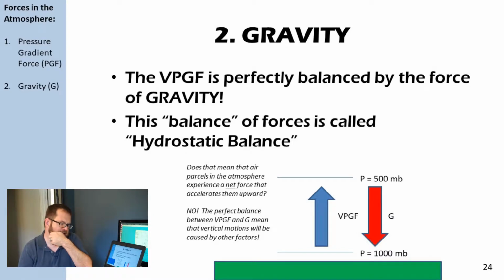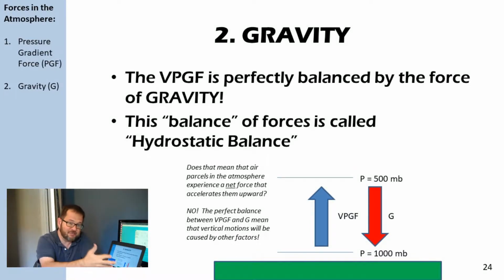Now, does that mean that air parcels in the atmosphere can't go up or down because they're in hydrostatic balance? No. It just means that if there is a reason why they go up or down, it isn't because, oh, these air parcels are sinking because gravity is stronger here, or rising because gravity is weaker here. Rising and sinking motions will have to be due to something other than the vertical pressure gradient force and gravity. There are other forces and processes that can cause vertical motion.